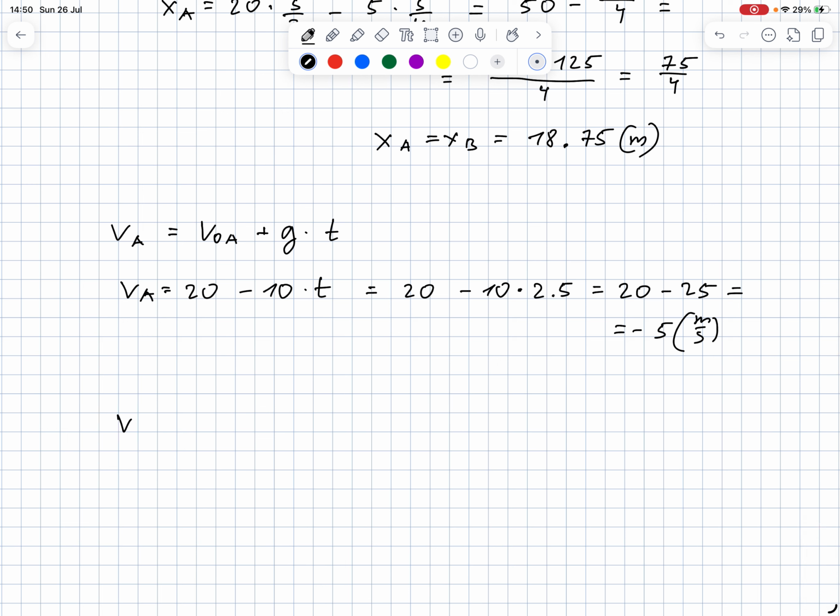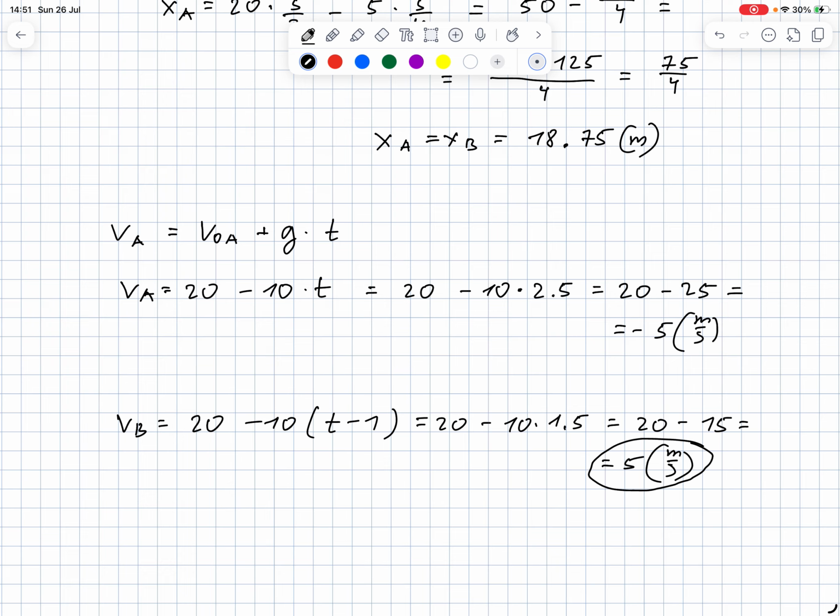Let's see about B. vB equals the initial velocity, which is also 20, minus 10 times t minus 1. So 20 minus 10 times 1.5 equals 20 minus 15 equals 5 meters per second. This means that even though they have the same position, they have different velocities. This one is still going up. It didn't reach the maximum point yet. So that's it. We'll see you at the next problems. Thank you very much.